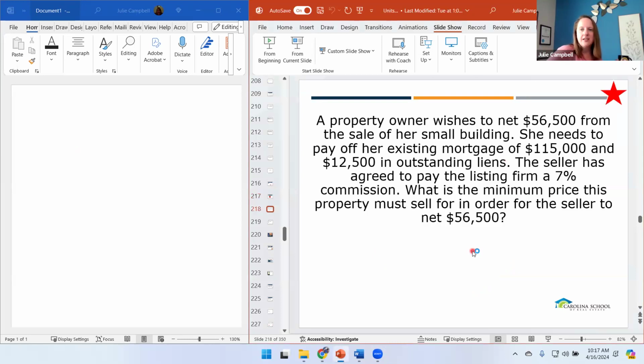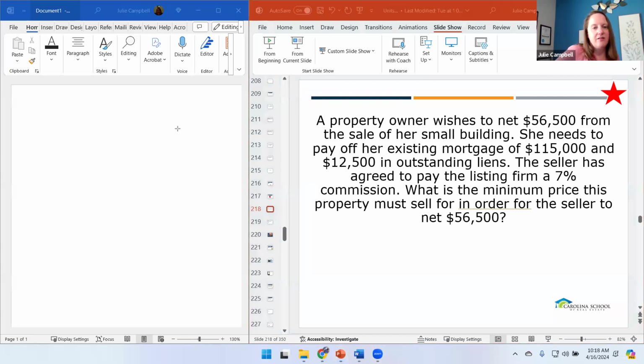First, we just read. A property owner wishes to net $56,500 from the sale of her small building. She has to pay off her existing mortgage of $115,000, and she's got $12,500 in outstanding liens. The seller has agreed to pay the listing firm a 7% commission. What is the minimum price this property must sell for in order for the seller to net $56,500?